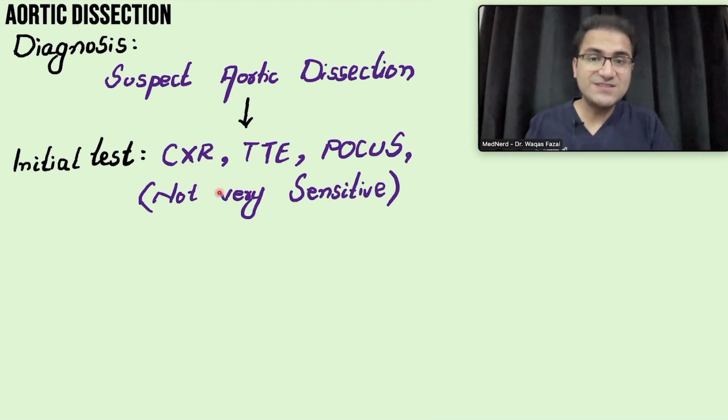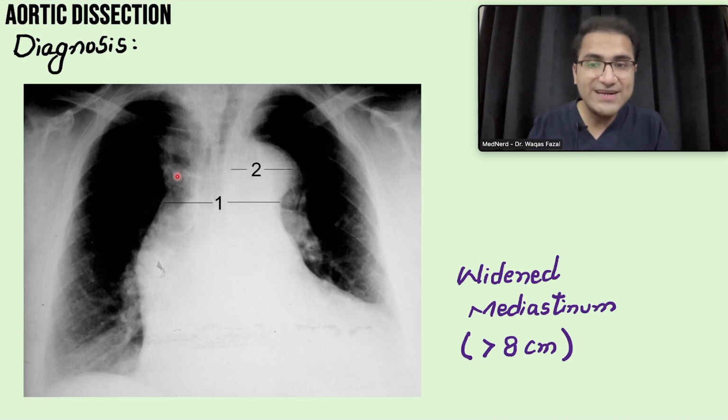In aortic dissection, the chest X-ray would show a widened mediastinum. Now, how would you know that the mediastinum is wide? You measure the mediastinum.